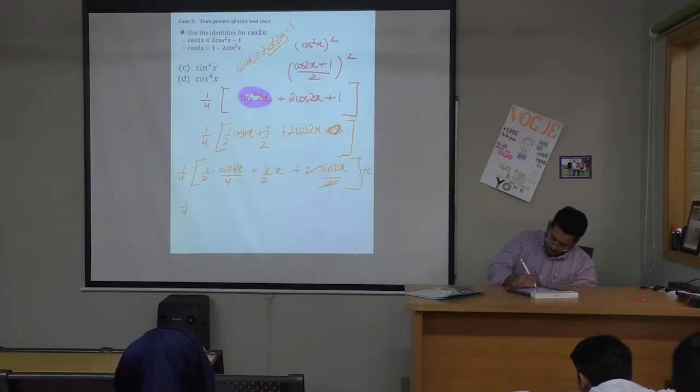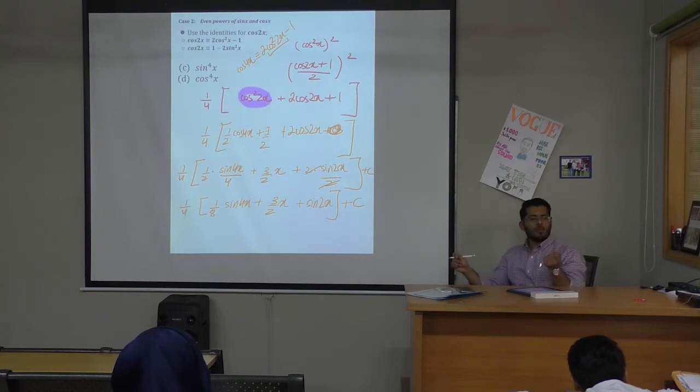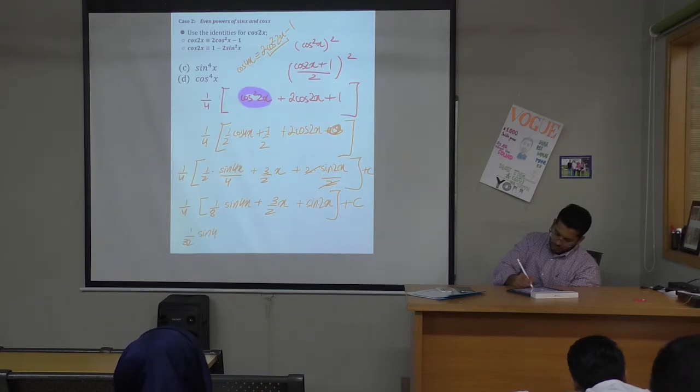And 1 by 4, 1 by 8 sin 4x plus 3 by 2 x plus sin 2x plus c. Now you can open the bracket up if you want and simplify it further. 1 by 32 sin 4x plus 3 by 8 x plus 1 by 4 sin 2x plus c. That's the final result.